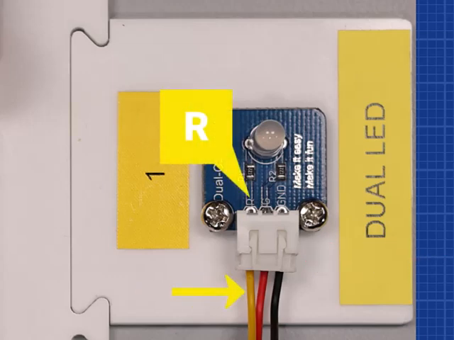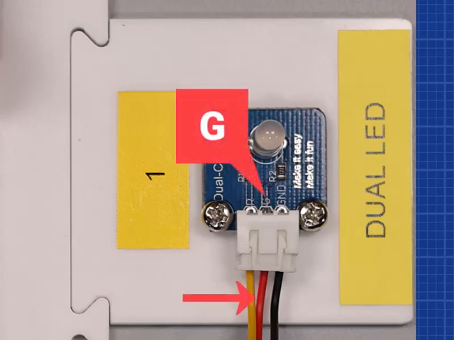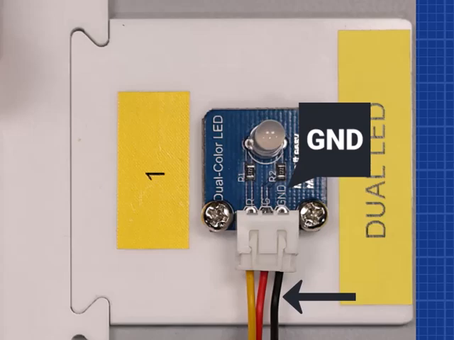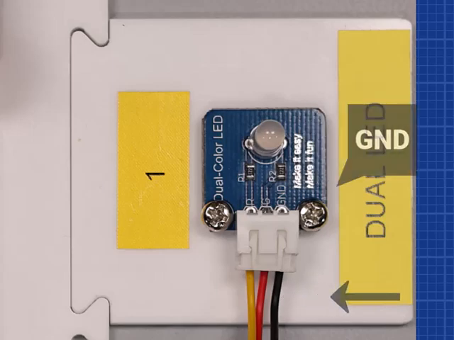The yellow wire on the JST pigtail is connected to the R pin of the LED board. The red wire is connected to the G pin, and the black wire connects to the GND pin.